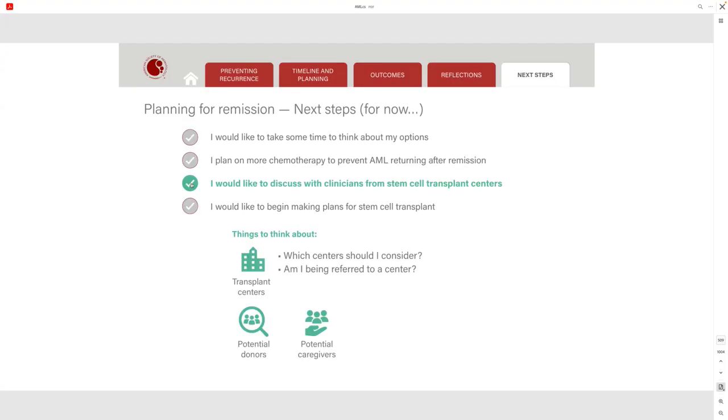Perhaps the next step is to discuss with clinicians from stem cell transplant centers, which basically now requires us to think about which centers to consider and how to be referred to the relevant one, and also how to begin to identify potential donors and potential caregivers that may join us in this journey. And then finally, the same set of questions if the patient is readier to proceed with making plans for stem cell transplantation.